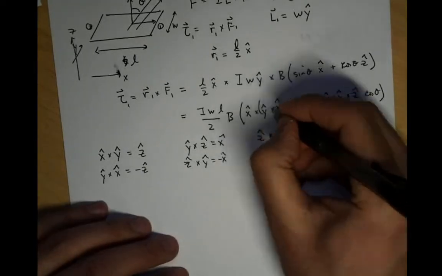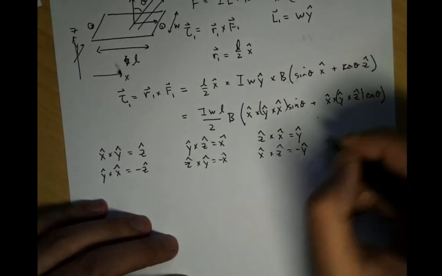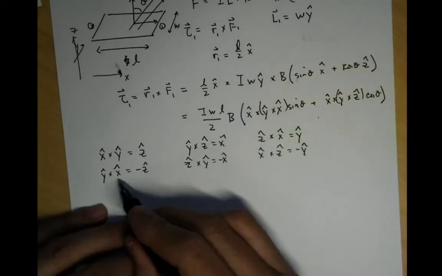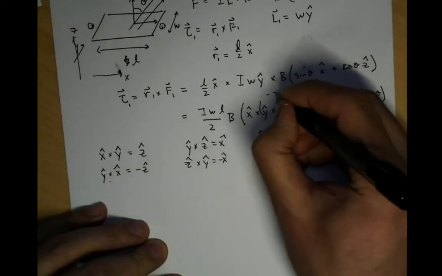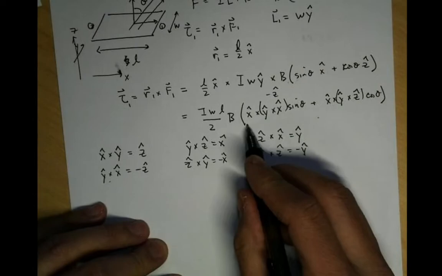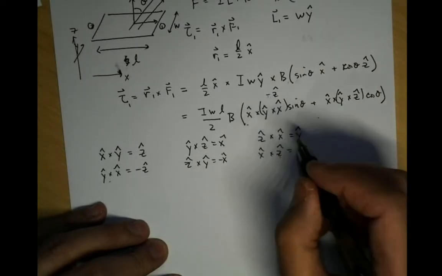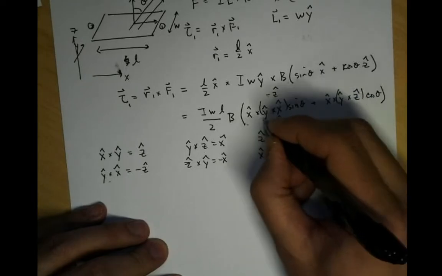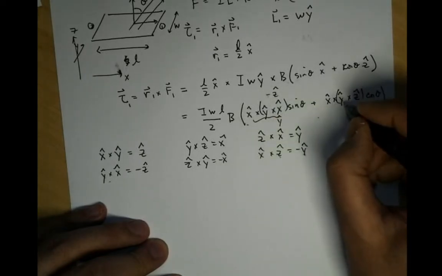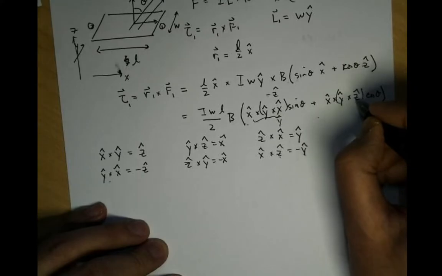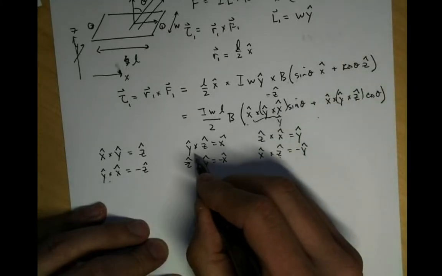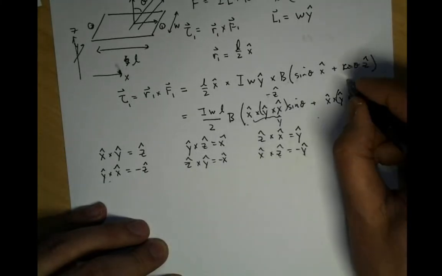Okay, so we got to do these first, right? So this thing is ŷ cross ẑ, that's minus ẑ. x̂ cross minus ẑ, that's going to be minus ŷ, but with the minus sign it is ŷ. So this is basically ŷ, the right thing here. And this one is going to be ŷ cross ẑ. ŷ cross ẑ is x̂.